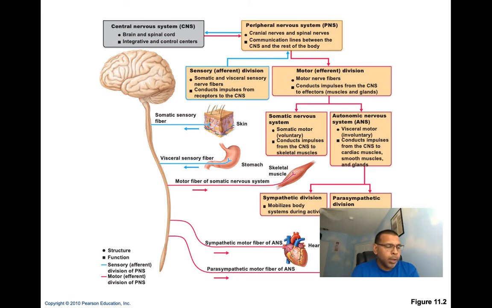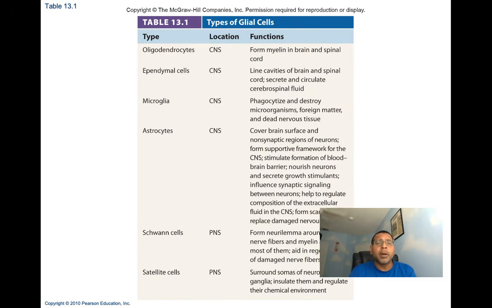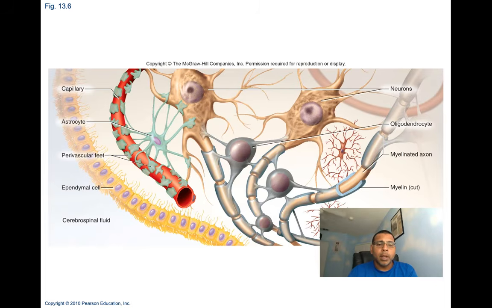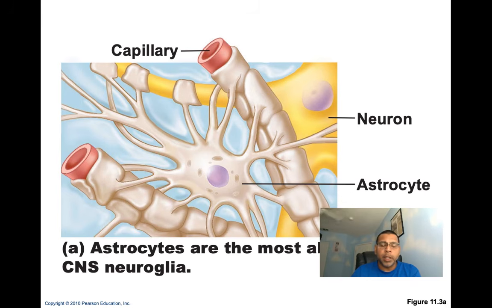Next then, the cells of nervous tissue. When we talk about the cells of the nervous tissue, here we will check out neuroglia and our neurons. So here we've got a nice table listing all of them. And then here we've got a nice illustration depicting all of them. And then we'll go through each of them one by one.